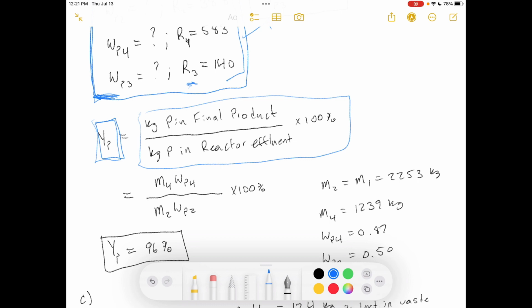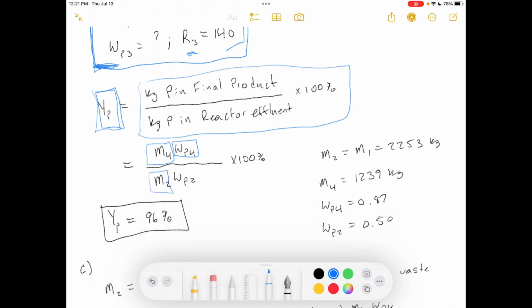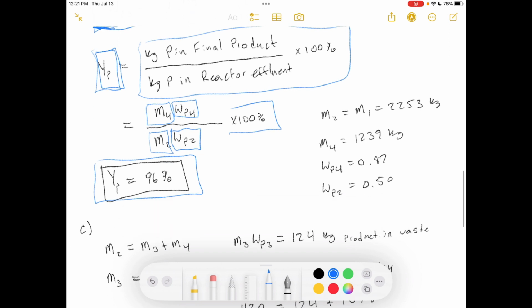So if we need to figure out how many kilograms of P are in the final product, well, we have the total mass of the final product, and then we have the mass fraction of P in the final product. Pretty self-explanatory, right? This is the total mass of the reactor effluent stream, and then this is the mass fraction of P in the reactor effluent stream, times 100%, which changes units from a fraction to a percent. This is the total percentage yield, 96%. What they don't show is that this has a pretty big plus or minus error.